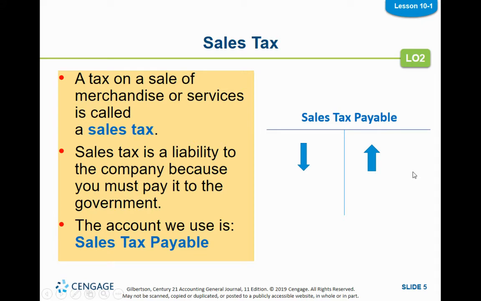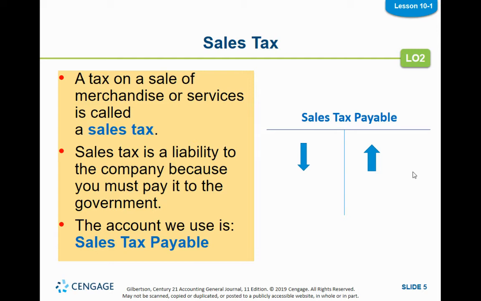So let's talk about sales tax real quick, because we all know that we pay sales tax. So you go into a store, you buy something. If it's $19.99, you end up paying like $22 something because you have the price plus the sales tax. So that's what sales tax is: tax on the sale of merchandise or services. When you as a company collect sales tax from your customers, you don't get to keep that. It's not money for the business. That's money that goes to the government.